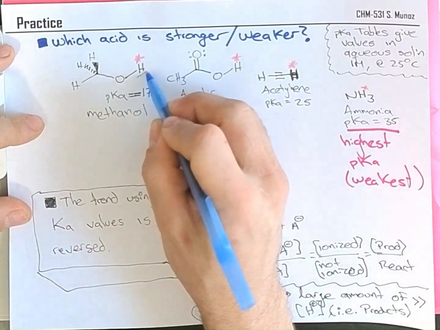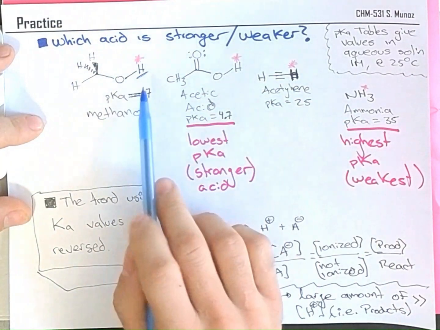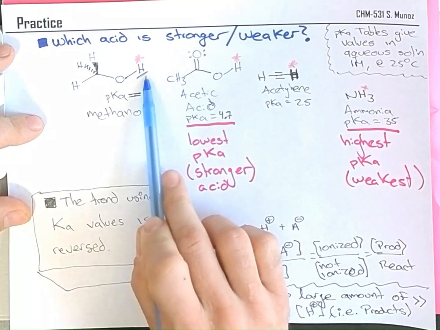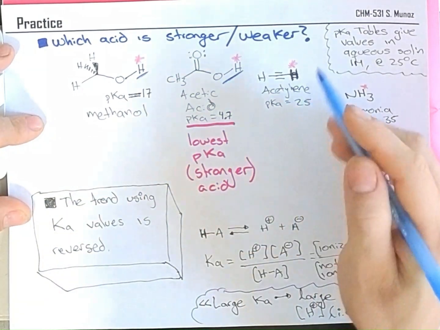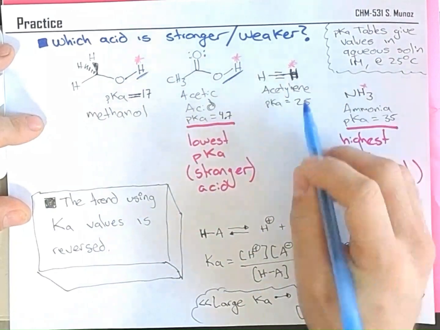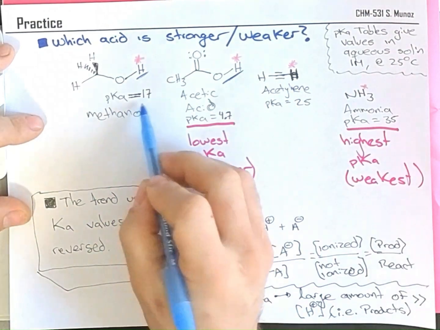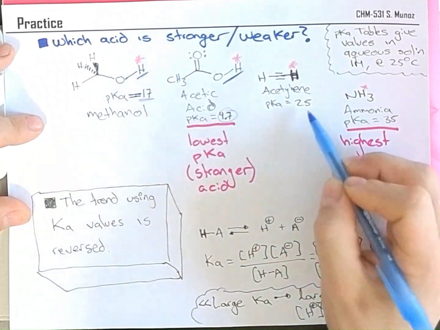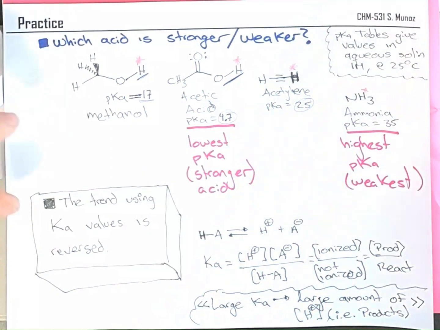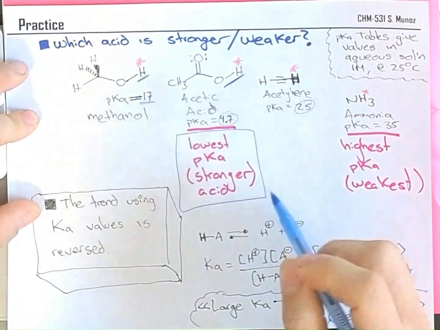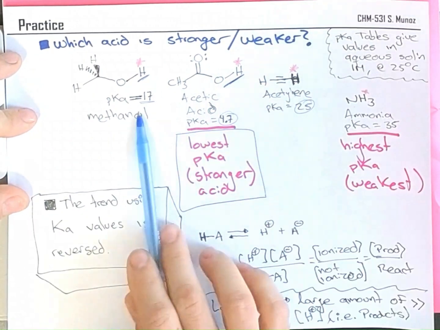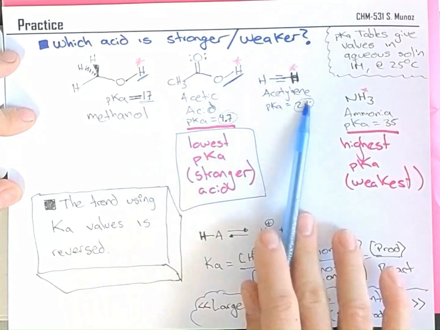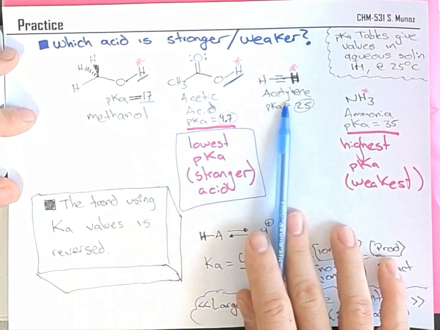In one case, I have methanol, and we're talking about the acidity of that OH bond, the acidity of the OH bond in acetic acid versus the acidity of the CH bond in acetylene. The pKa of methanol is 17, acetic acid 4.7, acetylene is 25. Which one's the strongest? The one with the lowest pKa value. In this particular case, it's acetic acid. Its name says it all. It's an acid. Whereas methanol and acetylene, they're not acids, but they can be acidic and can be deprotonated.